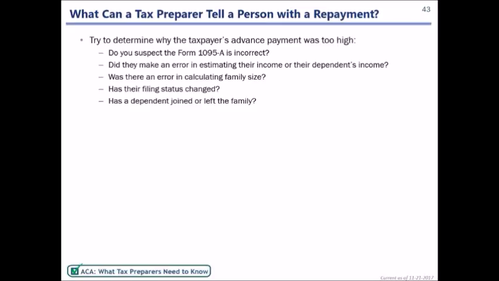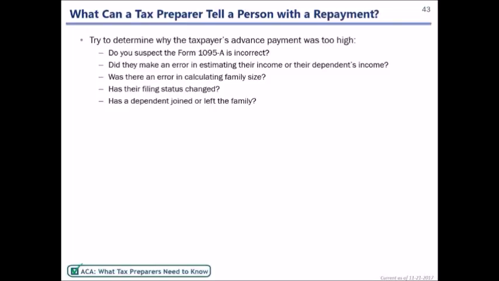Maybe there was some error in calculating family size. When they were asked in the marketplace how many people were in their family, they weren't really familiar with the tax rules and they couldn't figure it out. And the number they gave wasn't actually the number of members that are in their tax family when you use the correct dependency rules. Has their filing status changed? Maybe someone was head of household when they submitted their application, but now they're single, or maybe they were single or married, but now they are married filing separately.